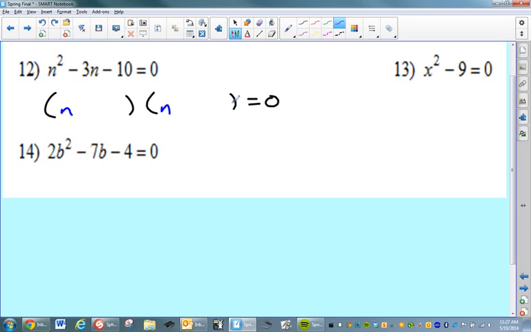Okay? All right. So the question is, do I multiply to the C value and add to the B value, or do I multiply to the B value and add to the C value? That's the only thing that causes anybody any type of frustration.